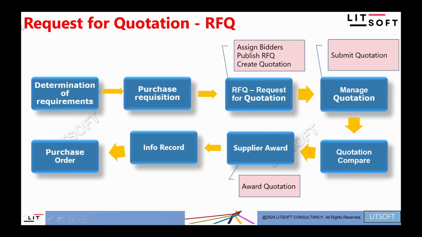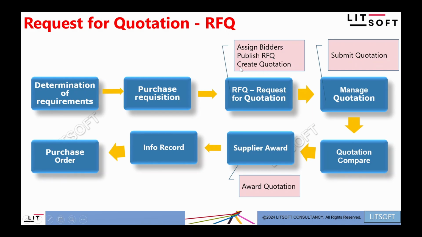Now if I go ahead with this whole cycle, for request for quotation, here you can see the determination of requirements, so purchase requisition, and I will raise the purchase requisitions. Then we will have the RFQ, request for quotation. In the request for quotation, what we can do is assign bidders, publish RFQ, and create quotation. Assign bidders is nothing but assigning the suppliers and sending the information to them by publishing the RFQ.